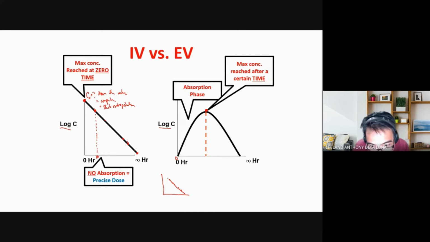Tapos, class, extend ko yung line ko hanggang sa umabot ako sa y-axis. Kung saan tumama yung line ko, yan na ang concentration ko at time 0. Whatever that is. That's how we assume it. So what else is the difference?